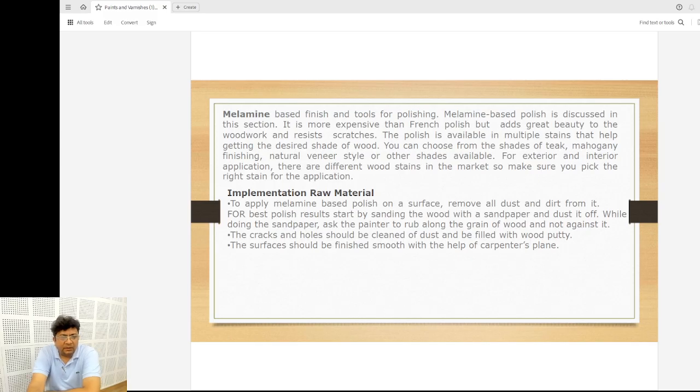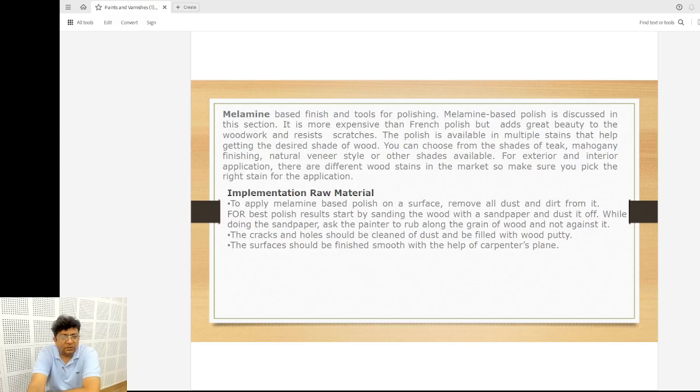Implementation of raw materials. To apply melamine based polish on a surface, we should remove all the dust and dirt from it, because any dust clinging on the surface will not give the desired result. So it is advisable to rub the surface and make that wooden surface smooth before we start polishing.